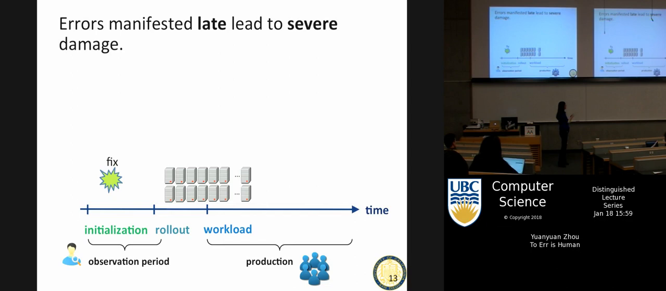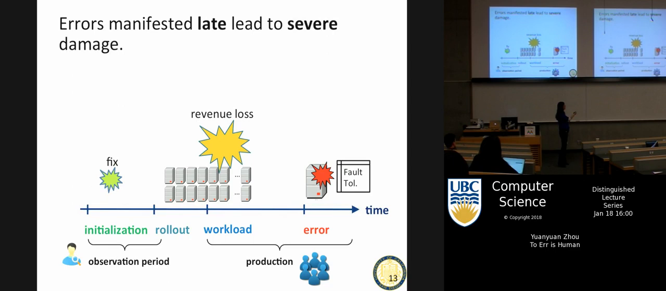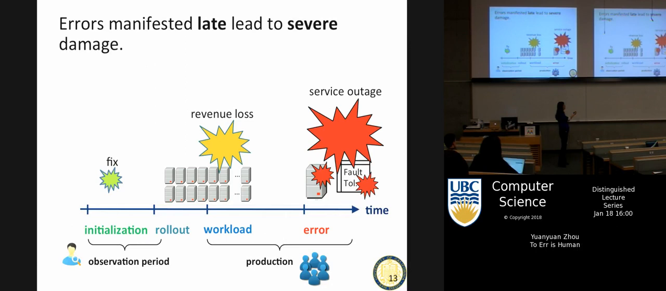So if you have a failure here, you can have revenue loss. But if you have an error like the previous example, and you're trying to execute the fault tolerant protocol or mechanism, and there's a configuration error, then you can get a whole service outage because now you have a double error. This error was not exposed earlier, because during the initialization stage you typically just test whether the system handles normal user requests. You're not going to inject faults in the initialization stage to see how it works.